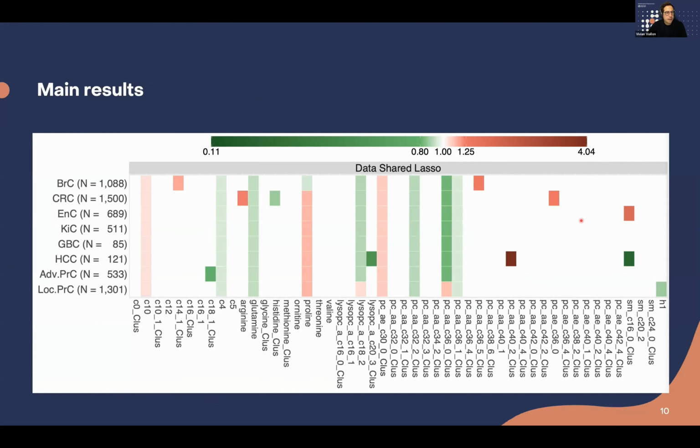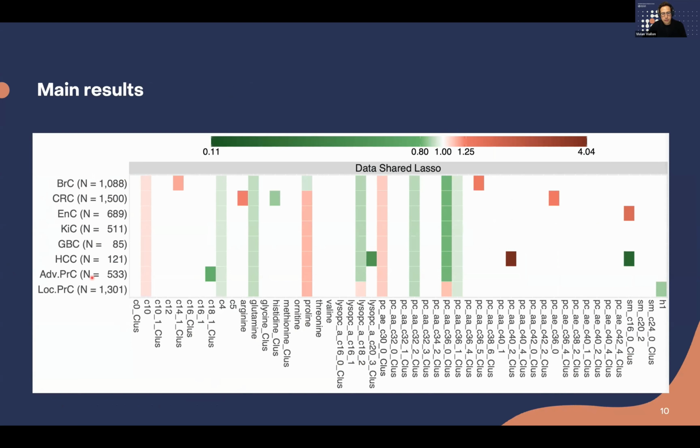All right, so now I can finally present the main results from our analysis. Here you have one figure which summarizes all the log odds ratios that we were able to identify for the 50 metabolites or clusters of metabolites and the 8 cancer types here.